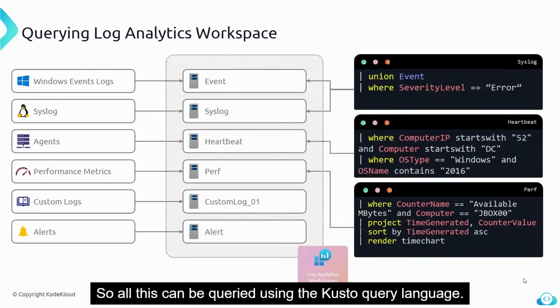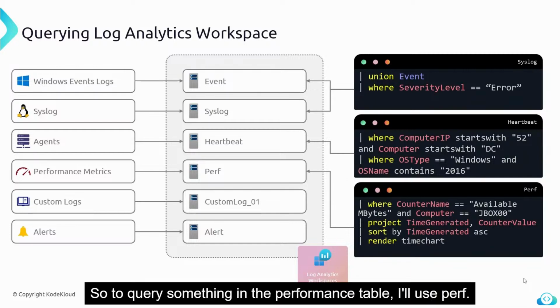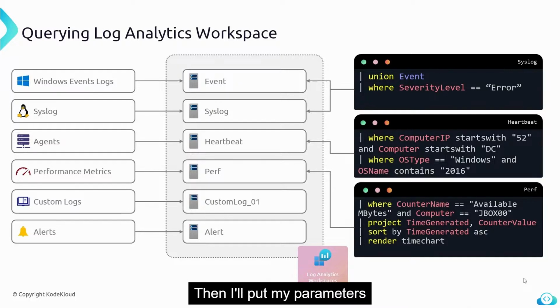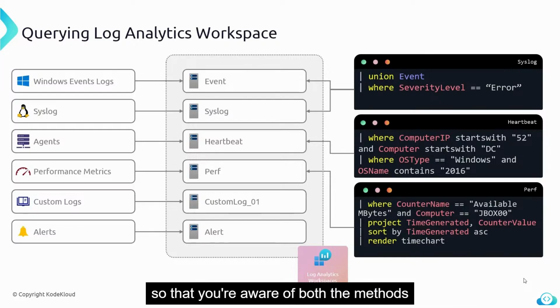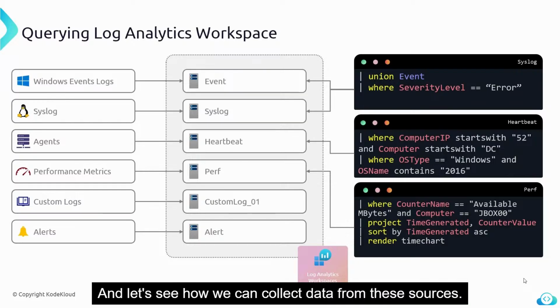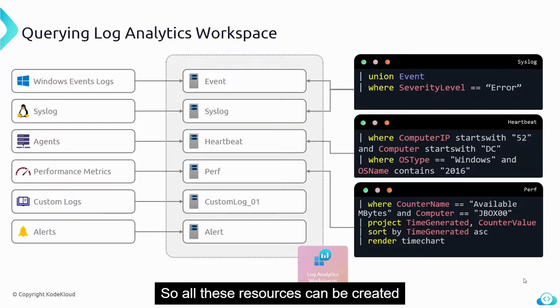Heartbeat is a table that is used to make sure that the agent running on the machine, be it AMA or MMA, reports back to Log Analytics, letting the Log Analytics workspace know that it is alive. That's why it's called Heartbeat. Then we have the Perf table for performance metrics. You can create custom logs and give custom names to your table. You can also ingest alert information to the Alert table. All this can be queried using the Kusto Query Language. So to query something in the performance table, I'll use Perf, then put my parameters, and I'll be able to get the data. Let's go to the Azure Portal.